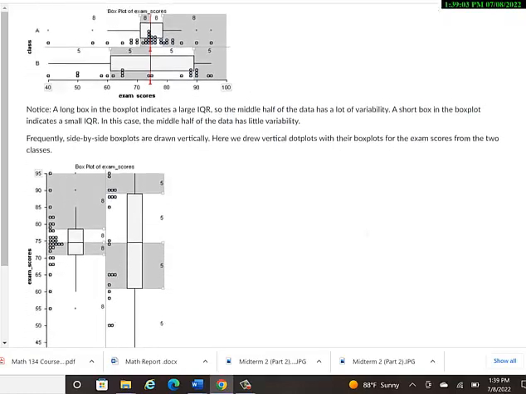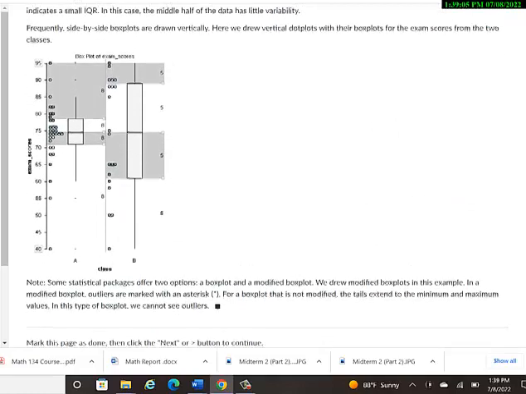Then what did we say? Side by side. Here's the side-by-side box plot. Frequently side-by-side box plots are drawn vertically. Here we drew vertical dot plots with their box plots for the exam scores from the two classes.